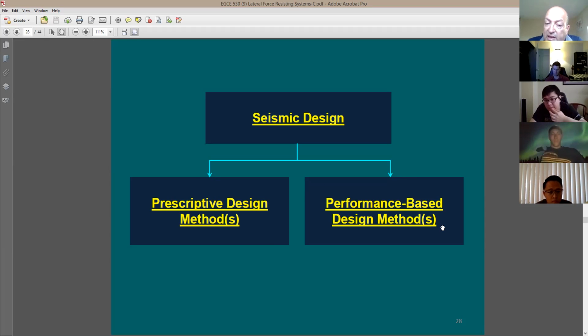Now the code allows you here to use both of these two methods. But this method is going to be kind of expensive to perform. And in many cases, the difference in design wouldn't be that big. If you have kind of a regular building, certainly you're going to go with a prescriptive design. You don't want to go with the performance-based design method. You don't want to use the code equations.